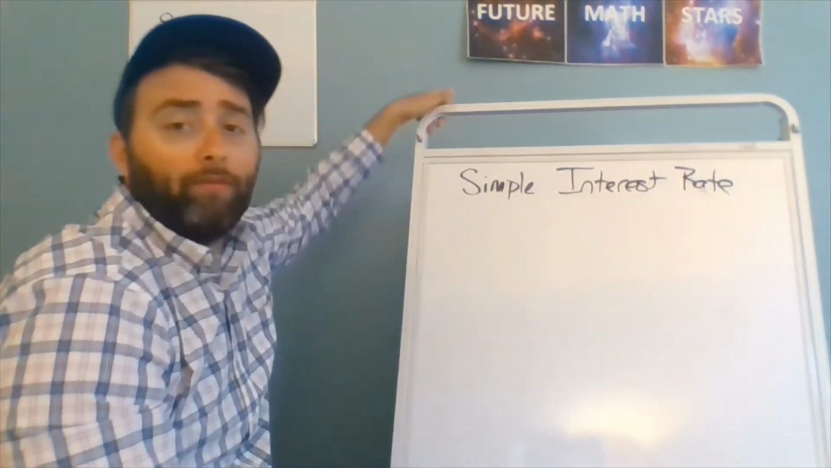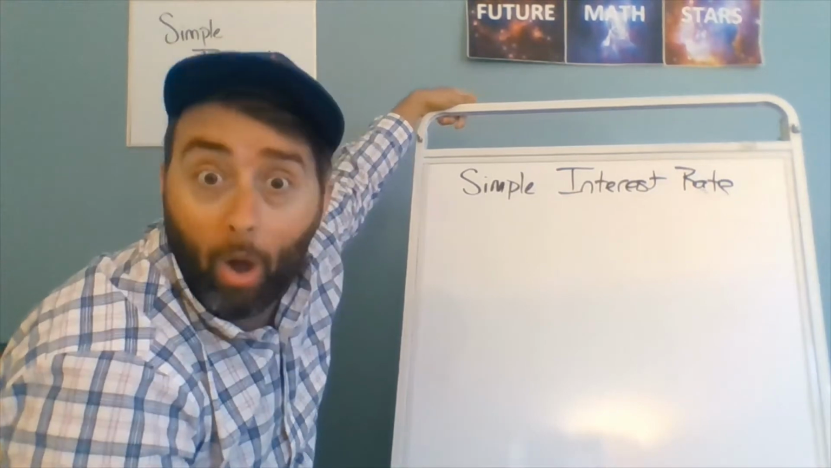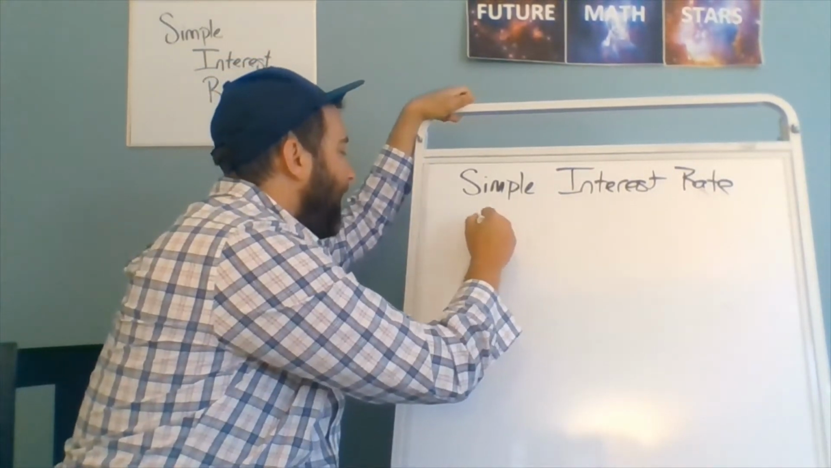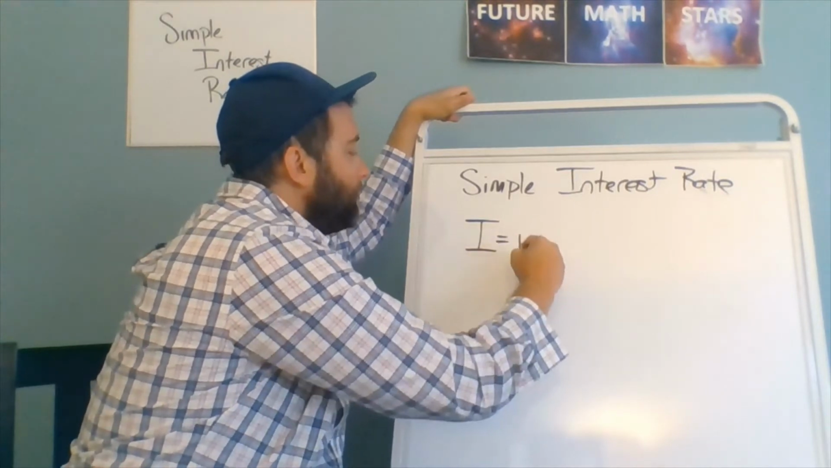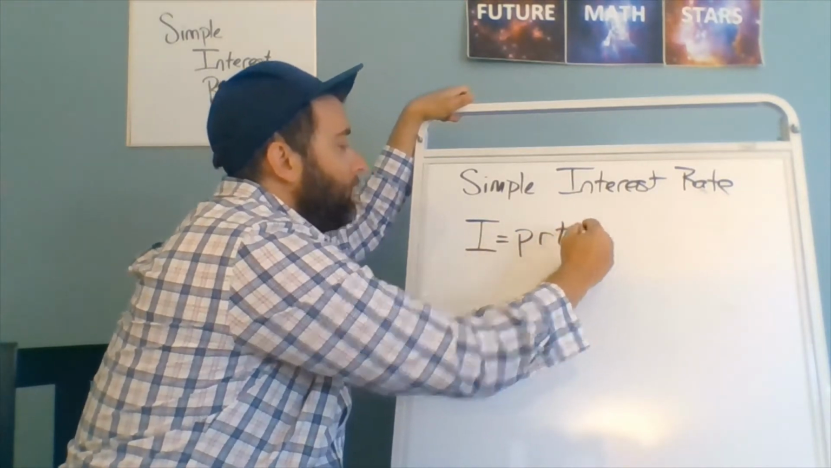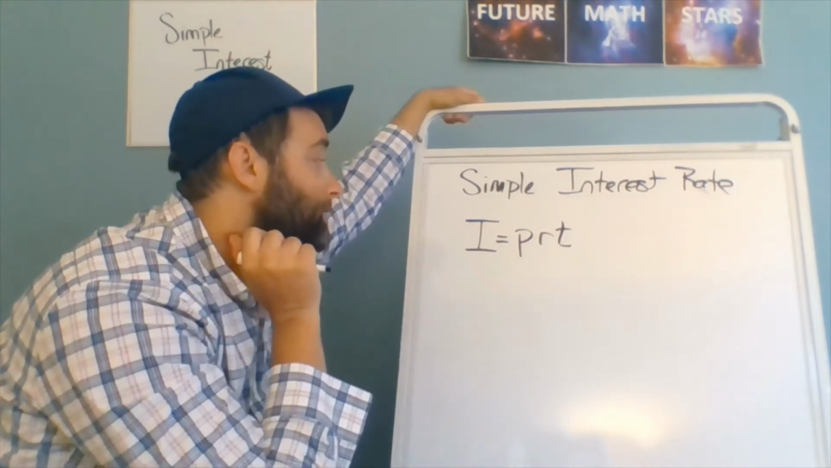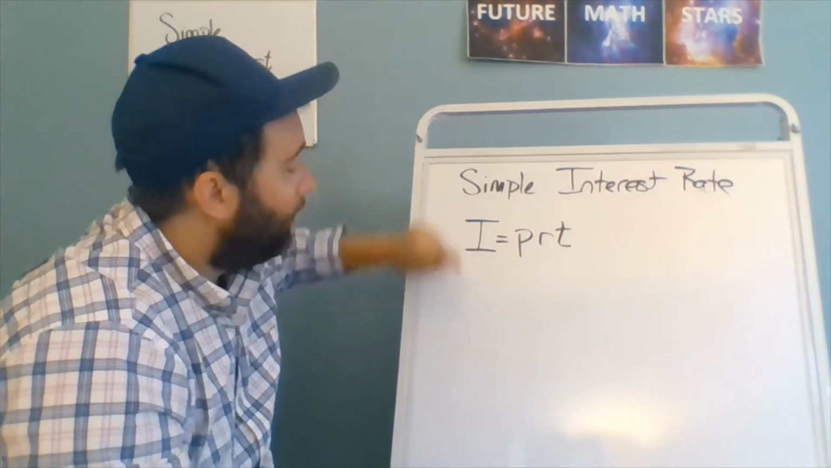Okay, yesterday I showed you the formula. Who remembers the formula? That's what I thought. I equals P R T. Okay, let's do a quick review on what each letter means. There's 4 letters here.